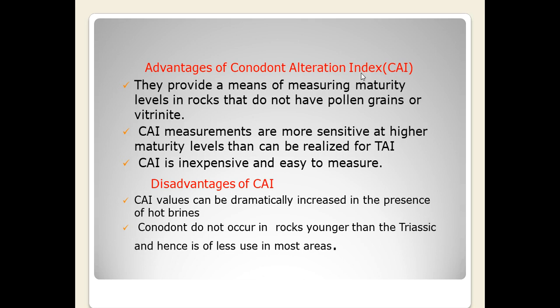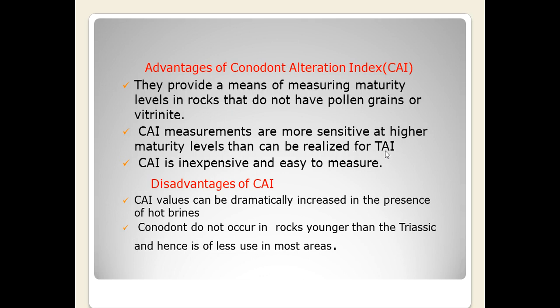So, advantages of conodont alteration index. They provide a means of measuring maturity levels in rocks that do not have fallen grains or vitrinite. So in rocks that don't have fallen grains and vitrinite in them, we can use conodont as a maturity indicator. Then conodont alteration index measurements are more sensitive at higher maturity levels than can be realized for thermal alteration index. So it means that at higher maturity levels, conodont alteration index becomes more sensitive compared to thermal alteration index.